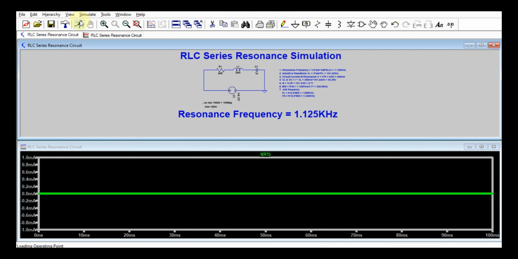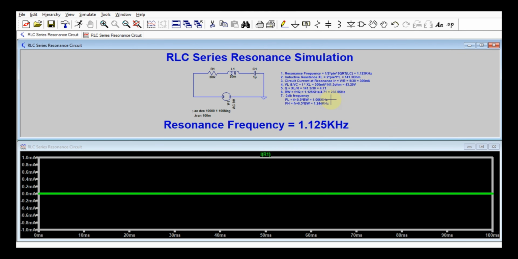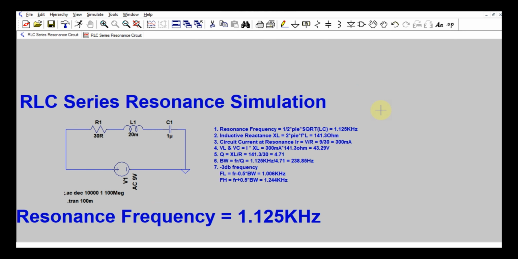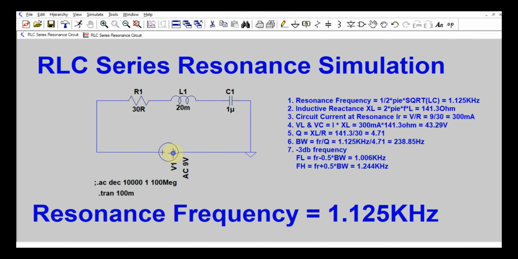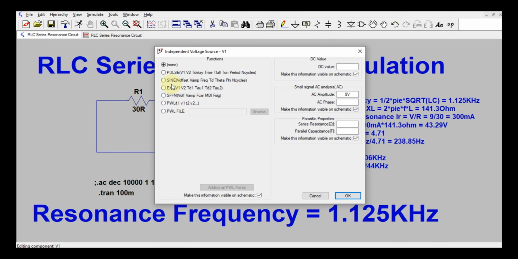So I've run the simulation, and let me show you, what you are trying to find now is the current at resonance. Okay, so at the moment you are not getting anything. If you want to run your transient analysis, one more change you have to make is to set some voltage source here. So this time you have to choose a sinusoidal voltage.